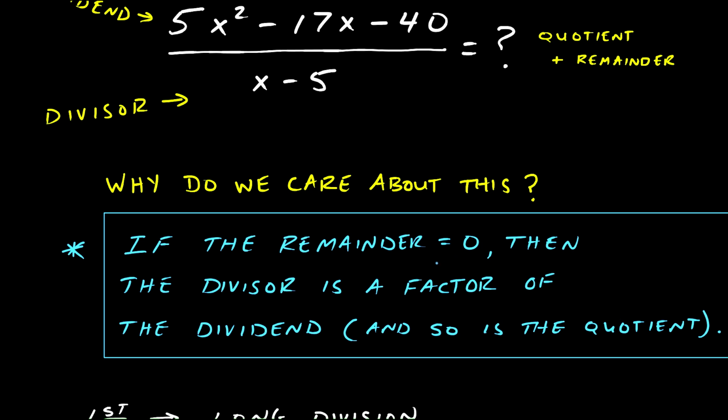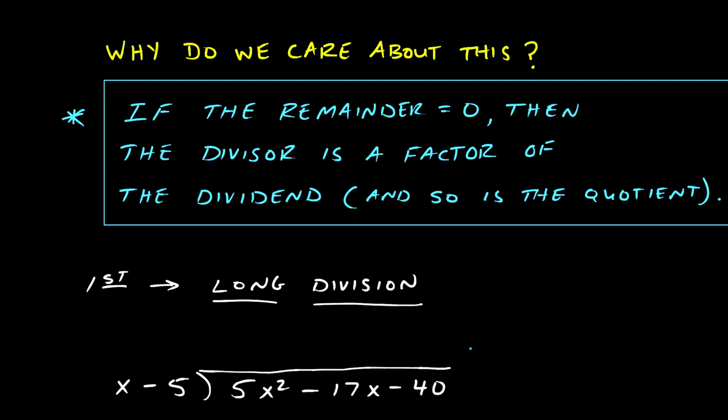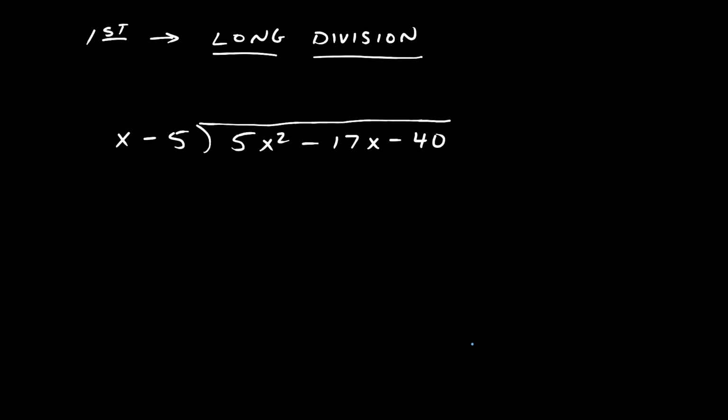Well, if the remainder is 0, then the divisor is a factor of the dividend, and the quotient will also be a factor. So what that means is that if we have a factor, we can find the x-intercepts, or the zeros. So there's two ways to do this division, if we don't just see it and recognize what to do. The first thing is long division. And we do this the same way we would divide regular numbers. But what we're going to look at is always the lead term.